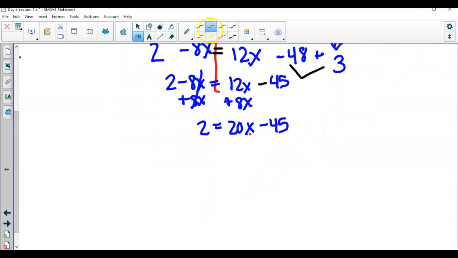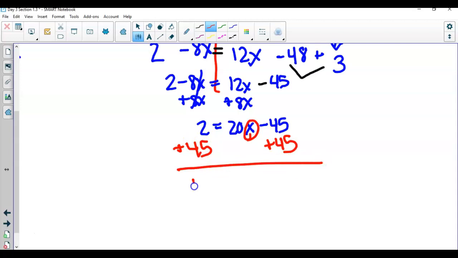Okay, now I'm ready to get x all by itself. So I'm going to add 45. That gives me 47 is equal to 20x. I'm going to divide by 20. Okay, and when I divide by 20, I have 47 divided by 20. And that's going to give me 2.35.